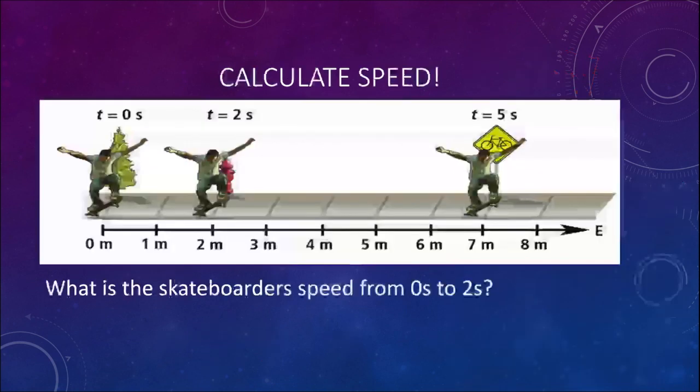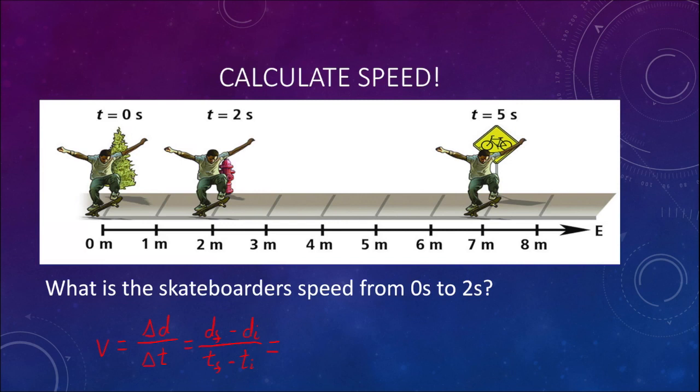What is the skateboarder's speed from 0 seconds to 2 seconds? Well, we know the speed is equal to the change in your distance divided by the change in your time. The change in distance is your final distance minus your initial distance, and the change in time is the final time minus the initial time.